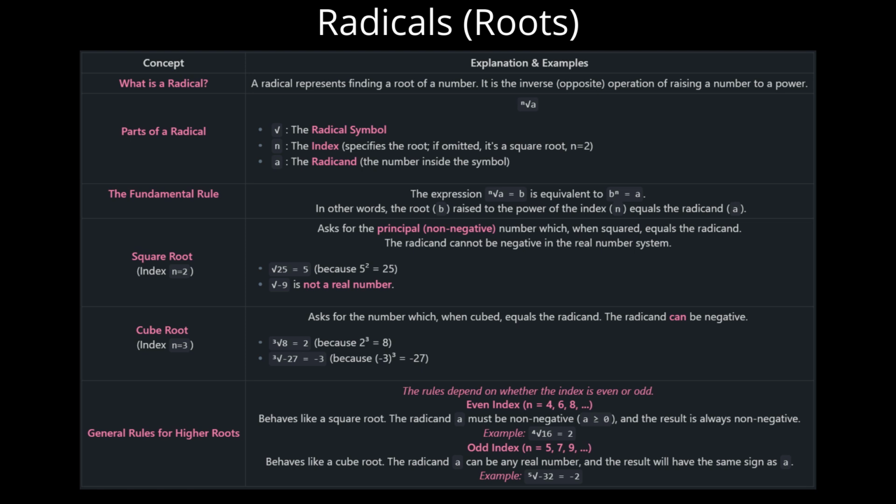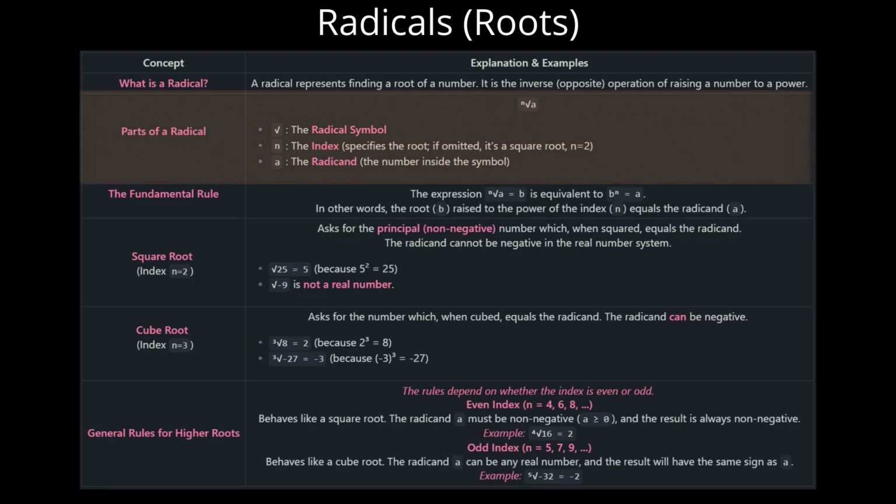So, what exactly is a radical? In simple terms, finding a radical is the opposite of raising a number to a power. If multiplying is the opposite of dividing, then finding a root is the opposite of finding a power. Let's quickly break down its parts.